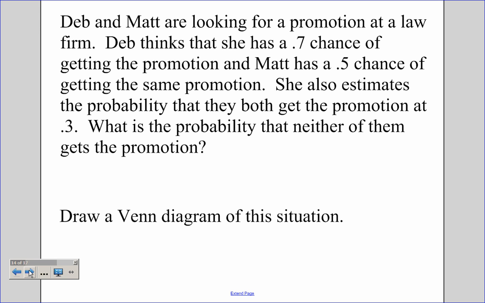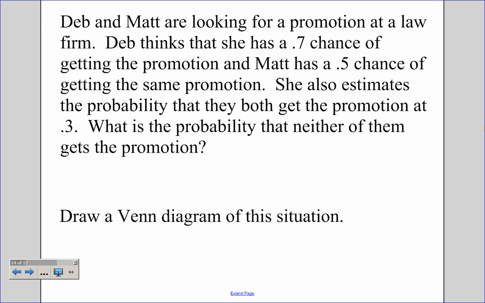All right, here's a different type of problem. Just slightly, but Deb and Matt are looking for a promotion at a law firm. Deb thinks that she has a 0.7 chance of getting a promotion, and Matt has a 0.5 chance of getting the same promotion. She also estimates the probability that they both get a promotion is 0.3. What's the probability that neither of them get a promotion?